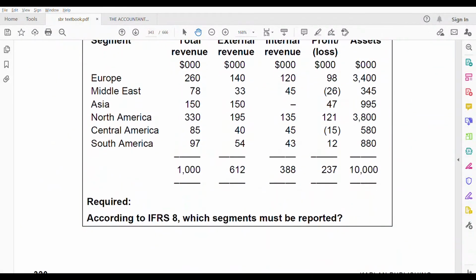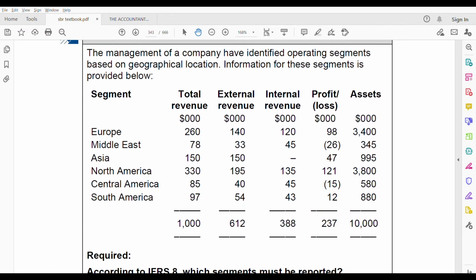Okay, so this is a very good question to identify that. According to IFRS, which segment must be reported? So we have so many segments: Europe, Middle East, Asia, North America, Central America, South America. We'll do this question at the end.